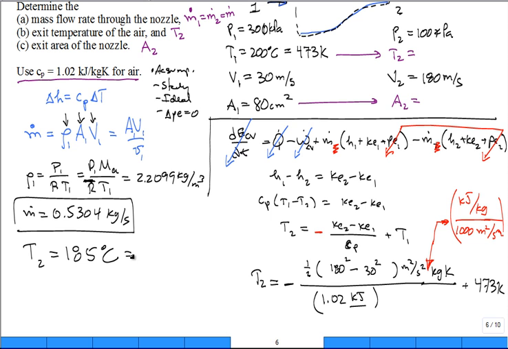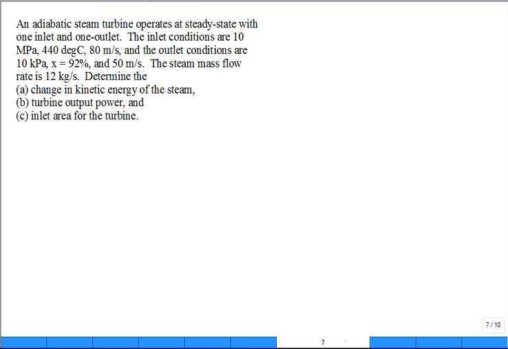Okay, add 273 to this and you get 458. But you see how we got the temperature. It's an energy balance. So our next problem is an adiabatic steam turbine. There's a lot of different types of turbines: hydraulic turbine, steam turbine, gas turbine. In your mind, think about that. Read the book.